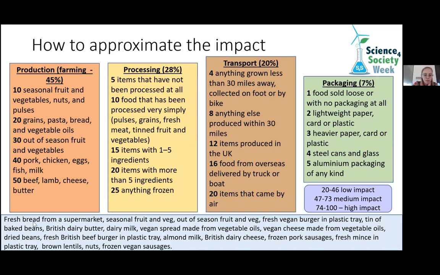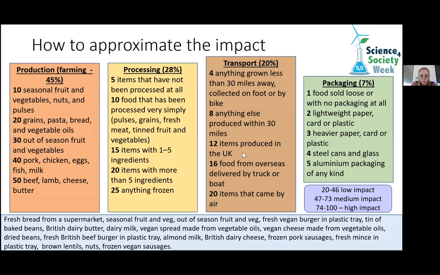So with fresh bread from a supermarket, it isn't seasonal fruit and veg, but it is made of grains. So we could say that that has for production 20 points. Then we look at the processing. Simple bread that you make at home might only have 1 to 5 ingredients, but the bread you tend to buy from a shop has more than 5 ingredients. So that's another 20. Then we have transport.